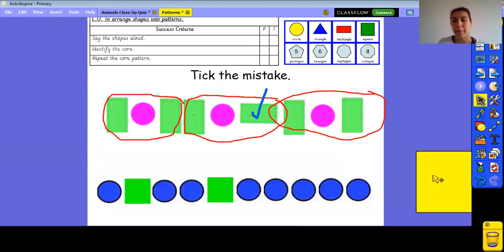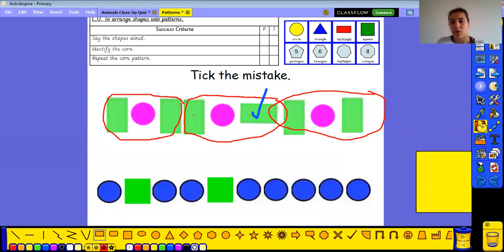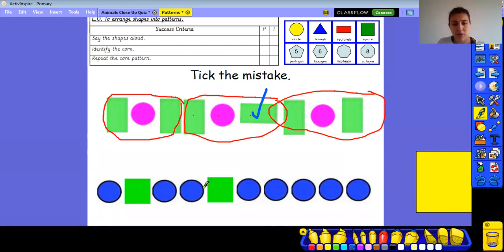Let's have a look at this one then. We've got circle, square, circle, square, circle. Let's start that again. Circle, square, circle, circle, square, circle, circle, circle, circle, circle. Oh my goodness, so many circles. Something definitely doesn't look right there. I can see circles and I can see squares, so let's have a go at grouping those two. Let's see if that core gets repeated. Circle, square, circle, square. No, that's not a square, is it?